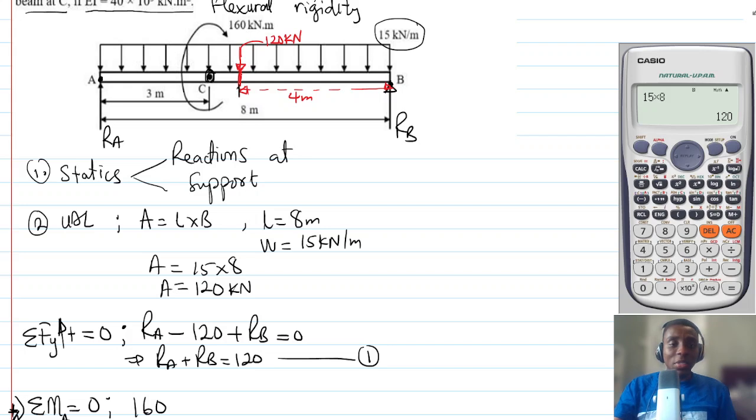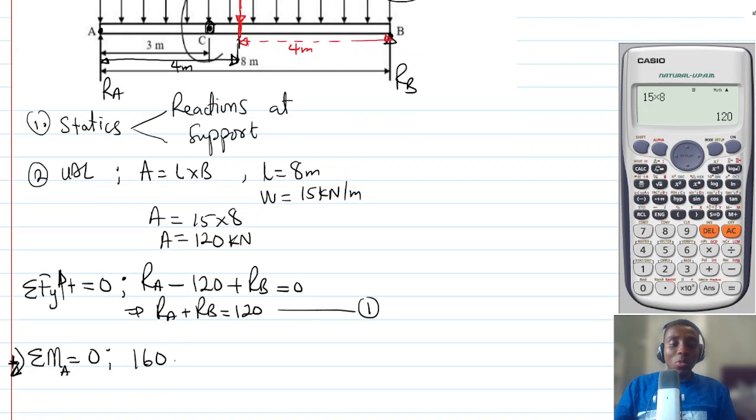Okay, that means if I take moment, then the distance that I'm going to use for the moment will be exactly halfway, which is 4 meters. I hope you are not confused, because we said the load will act at the center. So that moment will cause it in the clockwise direction. Okay, so that one will also be positive. So therefore, it's going to be plus 120 multiplied by 4.